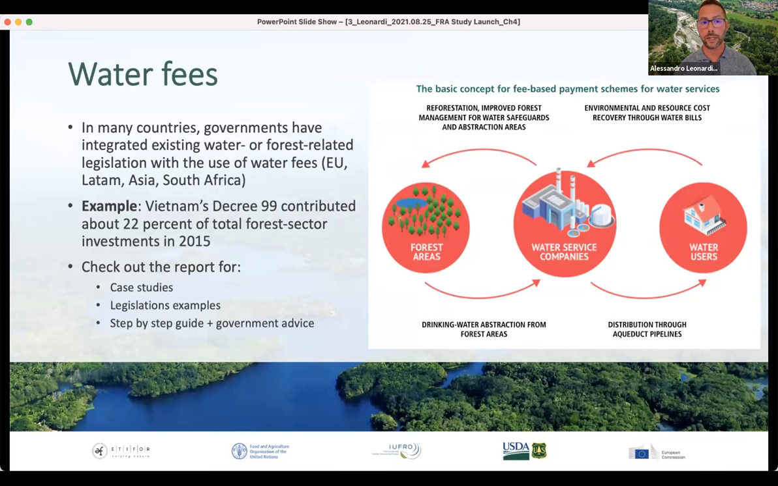We have an example, but in the report you will find many of them. Vietnam's Decree 99 contributed about 20% of the total forest sector investment in 2015. And of course, you can check out the report for more case studies in relation to these schemes. For legislation examples, we have a set of legislation documents and we summarize them in the report. And also, very important for policymakers, we have a step-by-step guide to provide advice to governments to set up these schemes at country level.